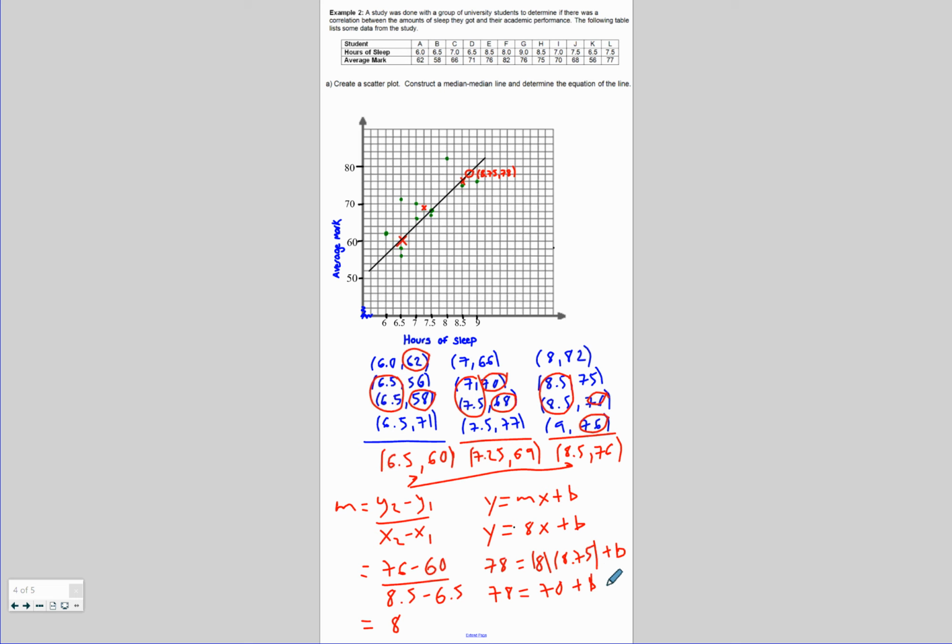So again, the y-intercept will differ from person to person slightly, but because we are following a set of rules, they will be close. We're not just drawing random lines, we're drawing median lines. We're following a procedure to draw that median line.